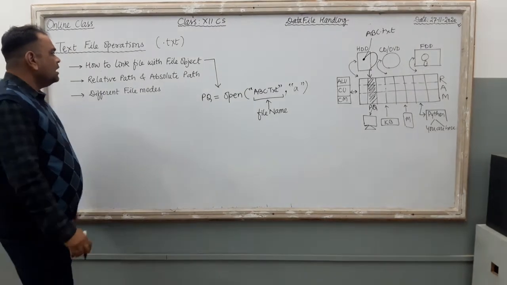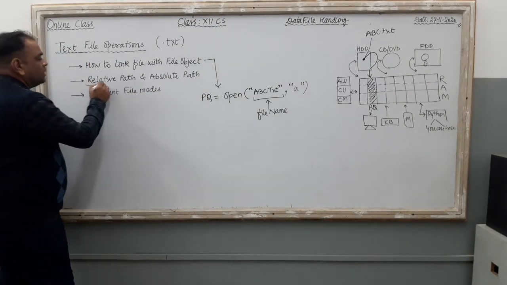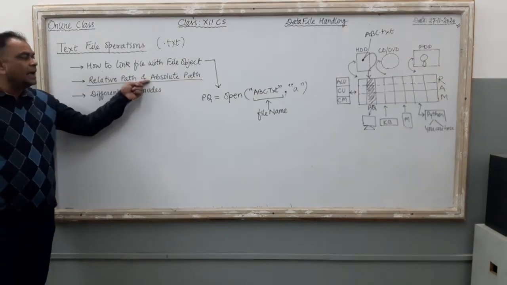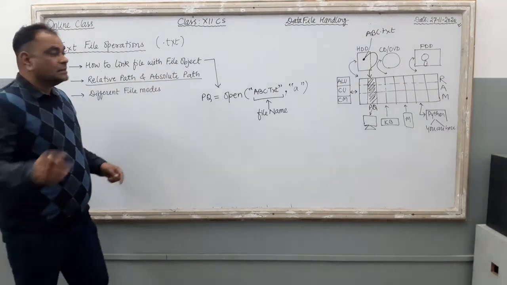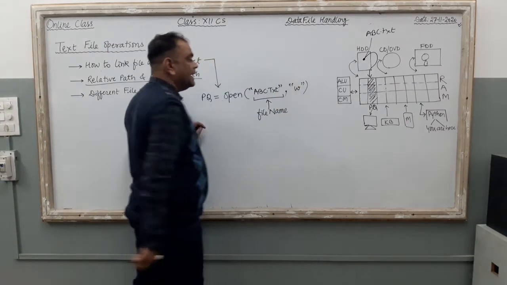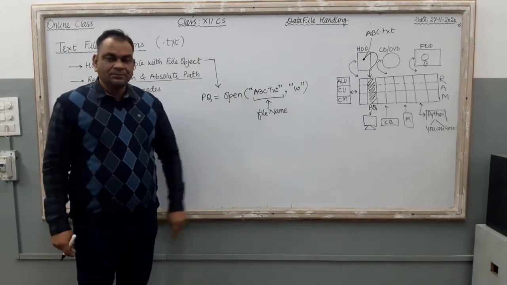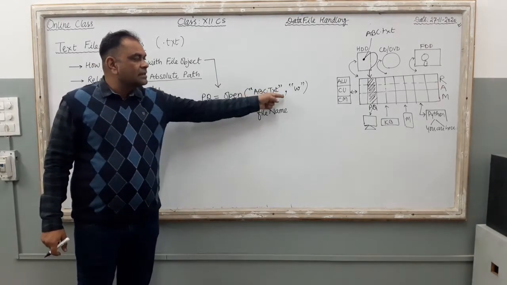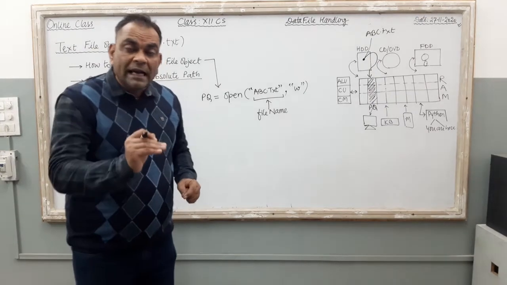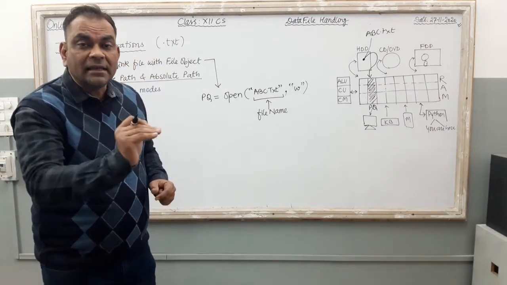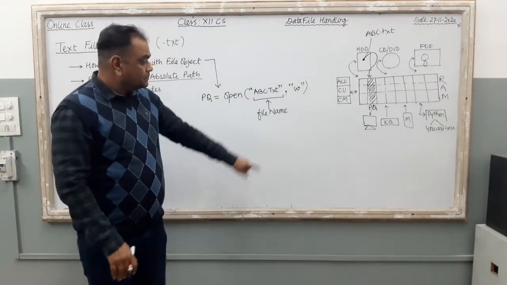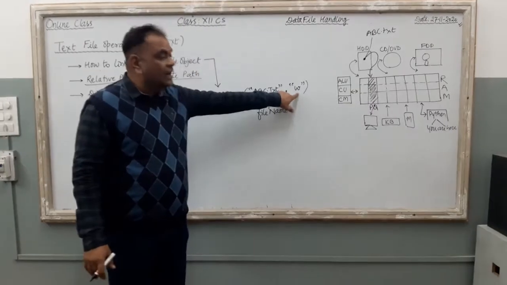Now, the second portion, what is this one here? Just see this one. Relative path and absolute path. What is this one? Relative path and absolute path. Just see. If I write this command abc.txt and w, meaning write mode, it means I want to write something, I want to write my Python program data into the abc file. For that, I open the file with write mode.